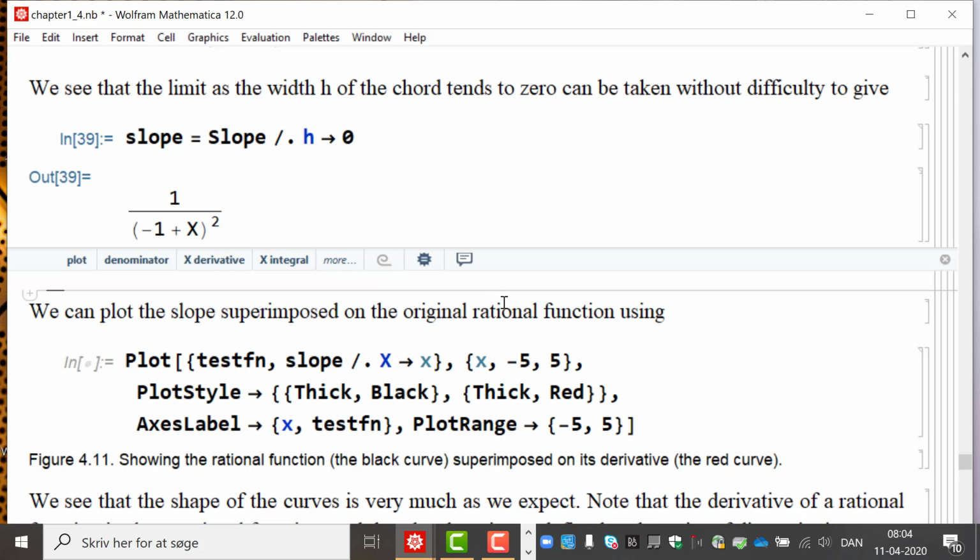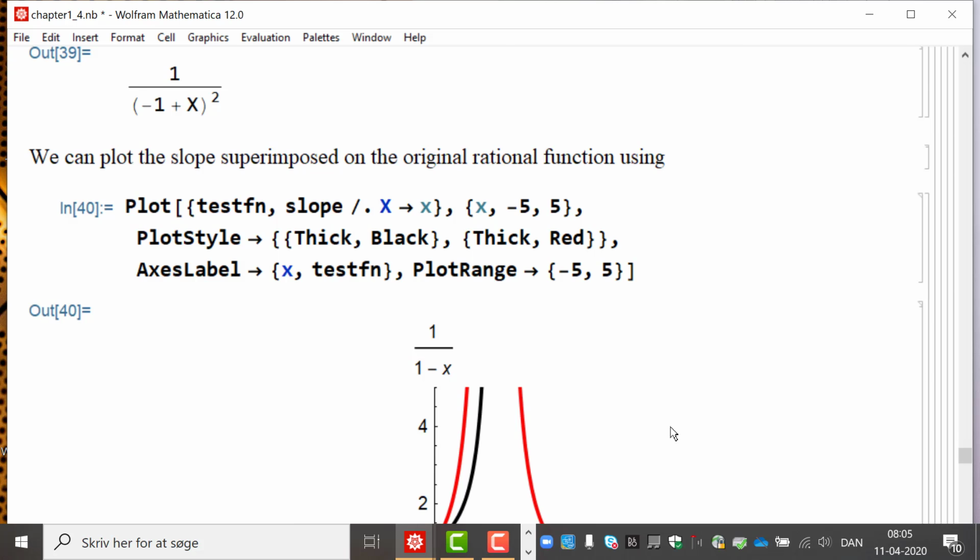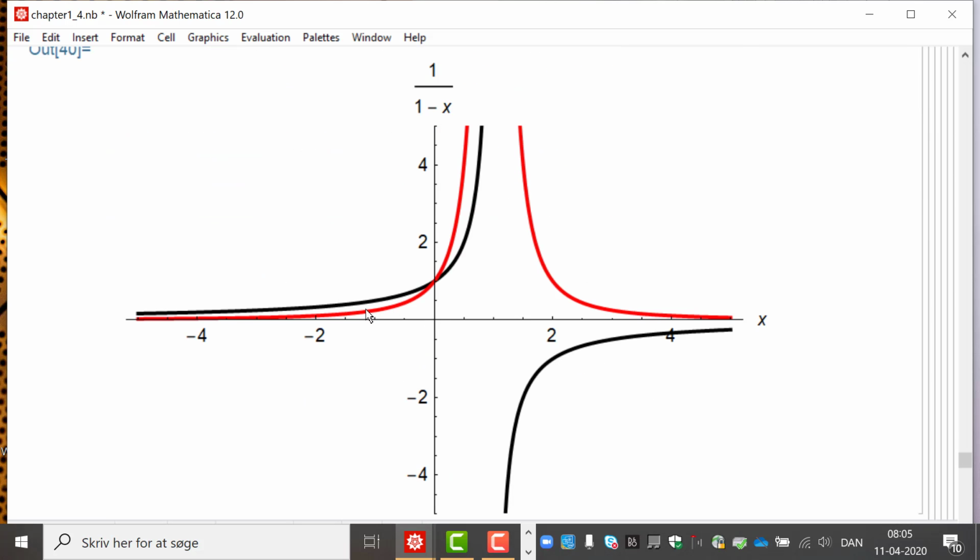Well, we can plot the slope superimposed on the original rational function using this. So we plot our test function and we plot the slope evaluated for little x between x equals -5 and +5, and we'll plot the first function in black and the second one in red, and so on. So let's do that. And there we have it. So we can see that the red curve seems to go to 0 faster than the black curve, and of course the red curve is positive because it's the square of a positive number.